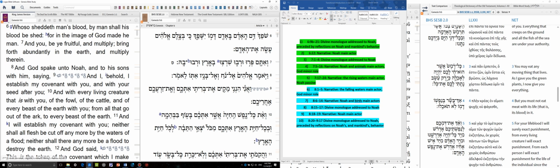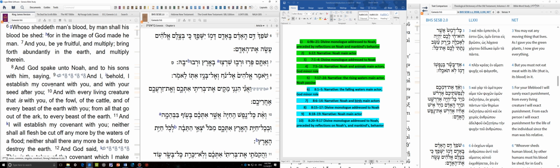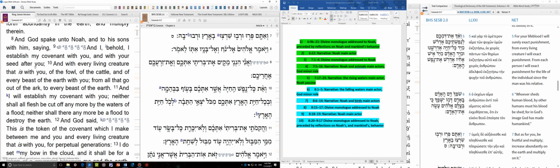And so He's basically telling them to get busy, have some babies. Verse 8, I was just seeing if y'all was awake.